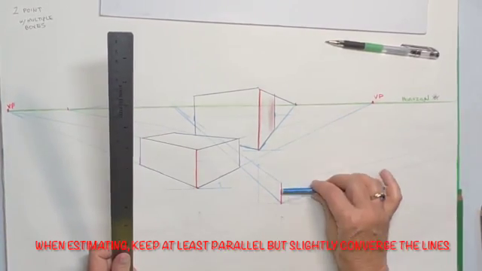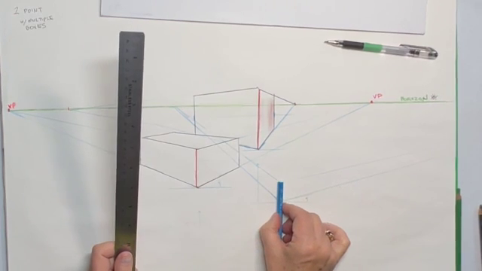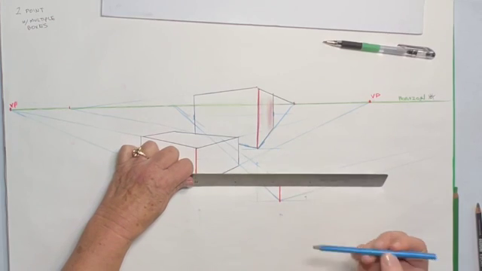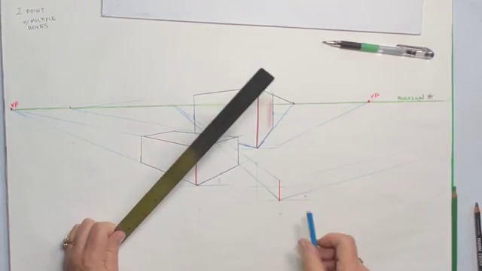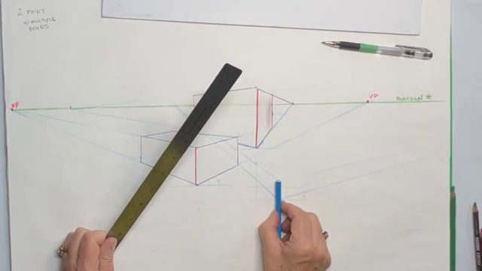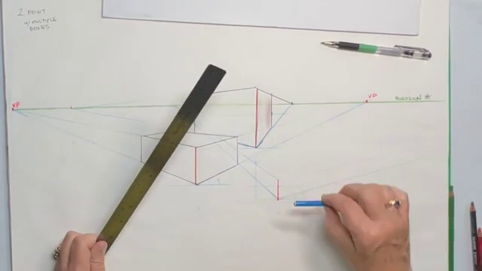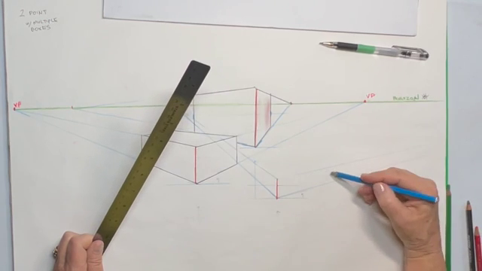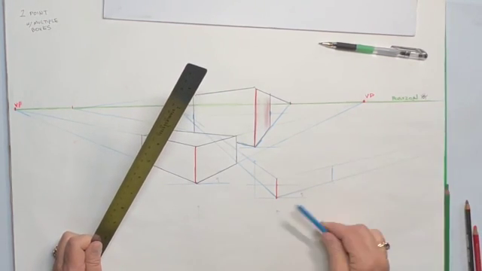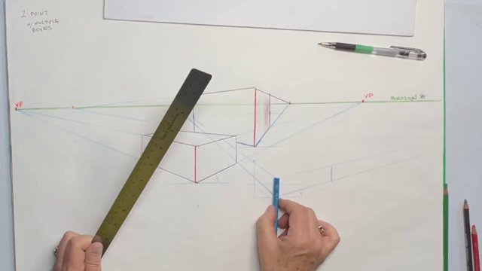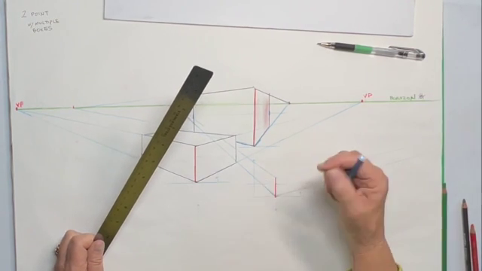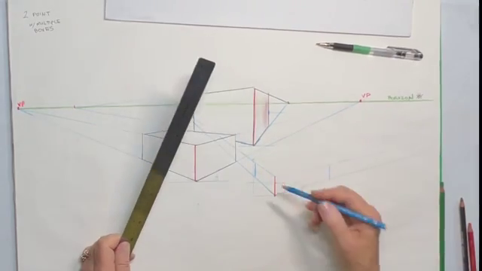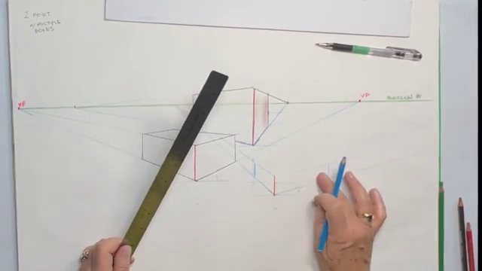We measure how far from this front corner, using that as our unit of measure, imagining a horizontal line here, that the right side is about 2 of that, 1, 2, so it's going to be out about here, and the left side is going to be about 1, so right about there. Now we have the front 2 sides of our box.